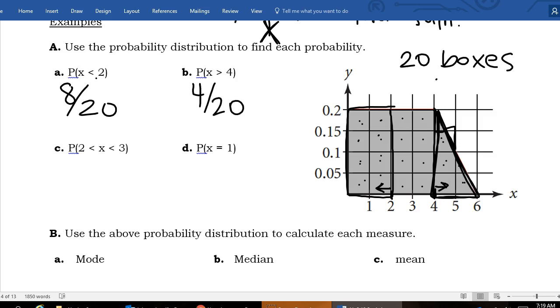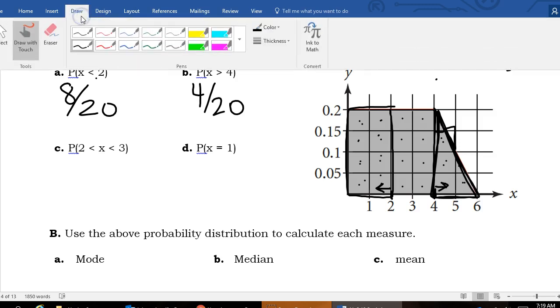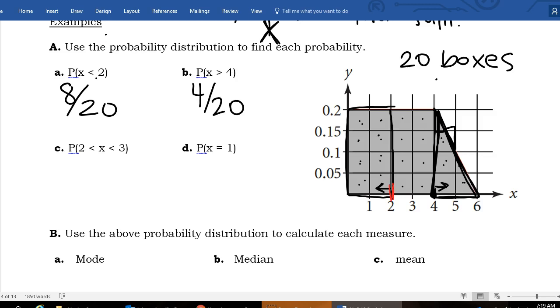Letter C says, what is the probability that x is between 2 and 3? I think I'm going to switch so we can see this a little better. Here's 2, and here's 3. So between 2 and 3 would be this region right here. That is 4 boxes out of 20.